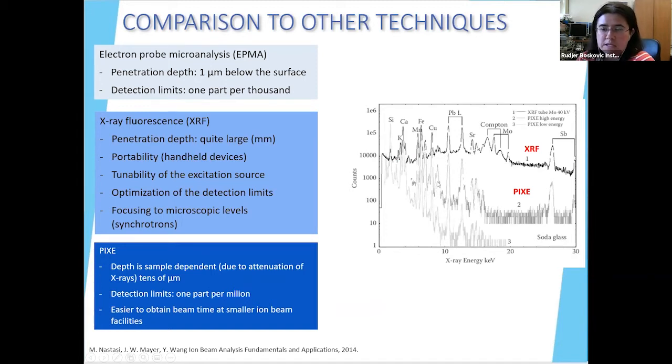But in the case of PIXE, detection limits are 1 part per billion, just because you have very low background here. Also, we can obtain a microbeam. And the great advantage of PIXE is that you can use RBS simultaneously with PIXE to obtain the matrix composition, from which you can more precisely determine the concentration of the elements inside the sample.